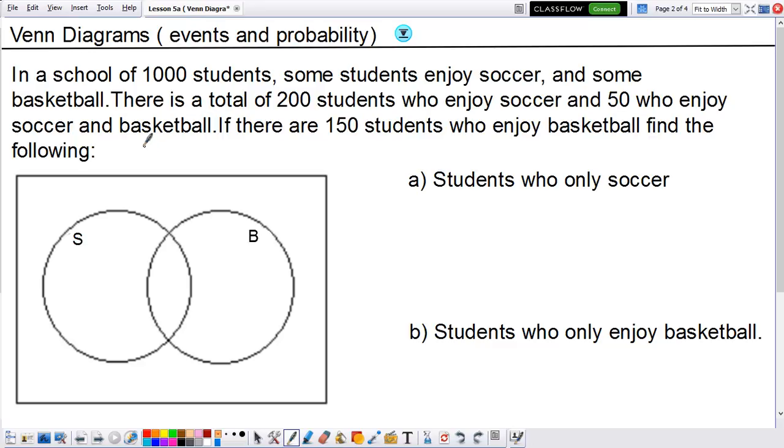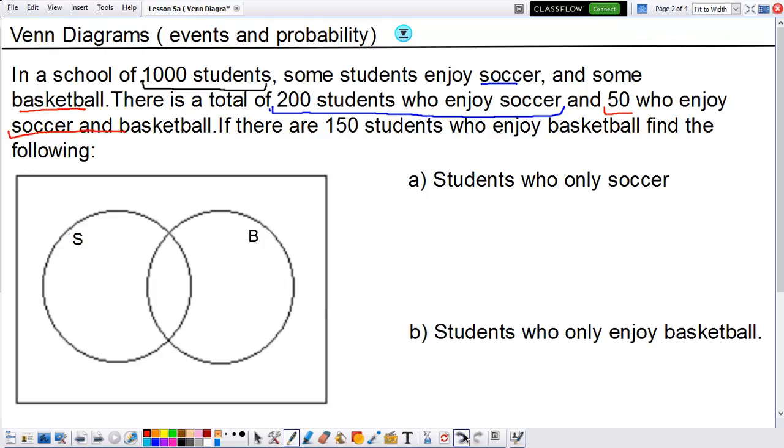Here, what we have is the following. We have a school which has 1,000 students. Now, some students enjoy different sports. Some enjoy soccer and some enjoy basketball. Now, we know that there are exactly 200 students who enjoy soccer. So, 200 students enjoy soccer, and there are exactly 50 students who enjoy soccer and basketball. So they enjoy both of them.